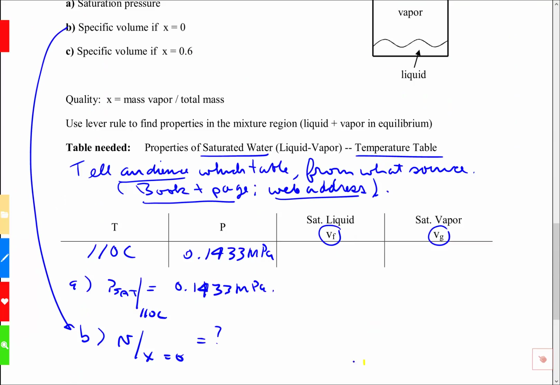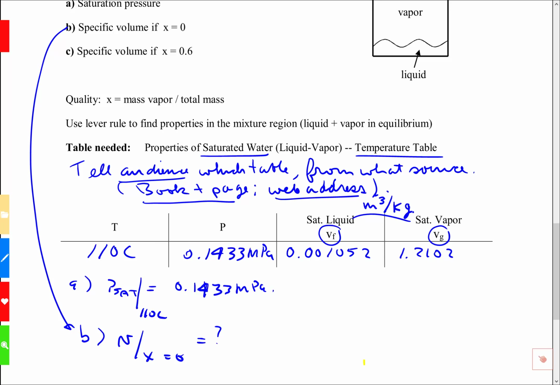So here, I'm going to just write those down. The saturated liquid value was 0.001052, and the saturated vapor value was 1.2102. Now I didn't mention when I was looking at the other page that both of those are in meters cubed per kilogram. That's specific volume.